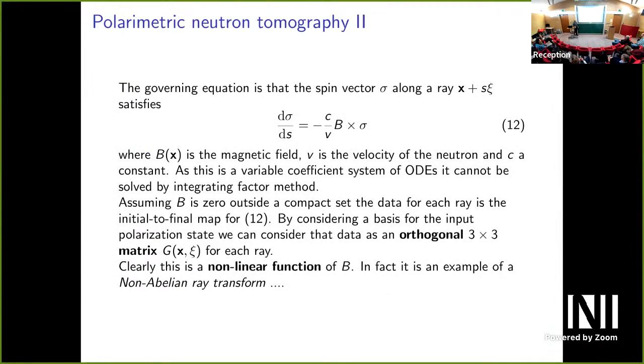Okay, so here's the governing equation, basically. They call the polarization vector sigma. It's not exactly a vector, it's just direction. But if B is the magnetic field, spatially dependent, and then you go along a line, our typical x plus s line, the point is it satisfies an ordinary differential equation.